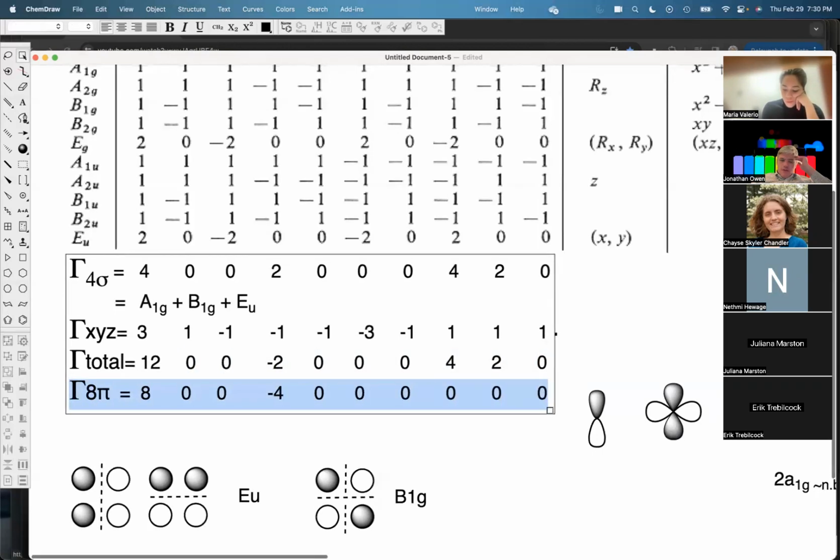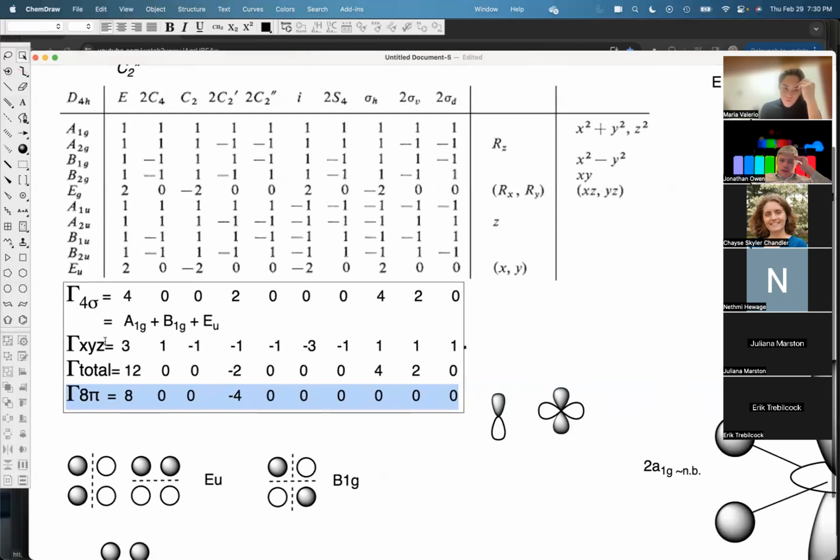Okay, so we said, let's multiply gamma xyz times 4 sigma. What do you get? 3 times 4 is 12. 0 times 1 is 0. 0 times anything is 0. 2 times minus 1 is minus 2, and so on. That's the product. This is equivalent to 3 p orbitals on each chlorine. Now, one of those 3 is used to make a sigma interaction, so we can subtract those ones, namely this representation right here, and it leaves behind the pi. So that's the pi basis.